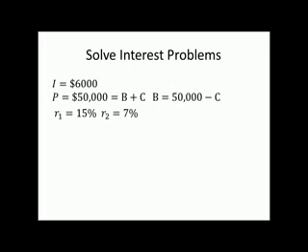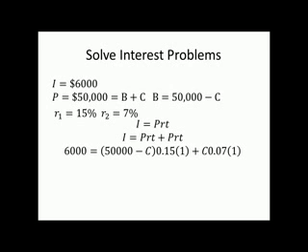Now whether I solve for B or C really doesn't matter. Our two interest rates, 15% for the bonds, 7% for the interest rate on the CDs, need to be plugged in appropriately. So we take our basic interest equation, I equals PRT, and we split it up into two PRTs added together, one for the bonds and one for the CDs.